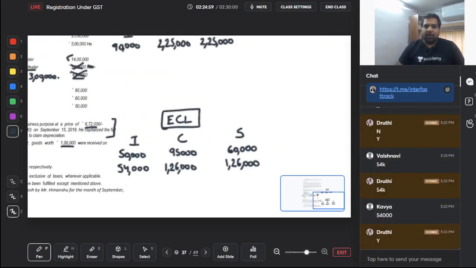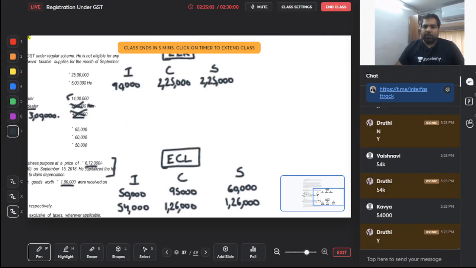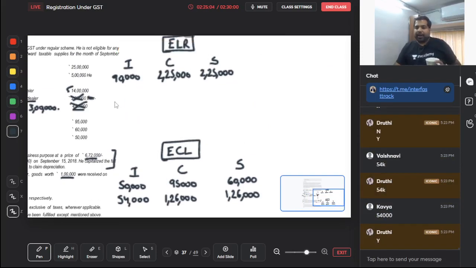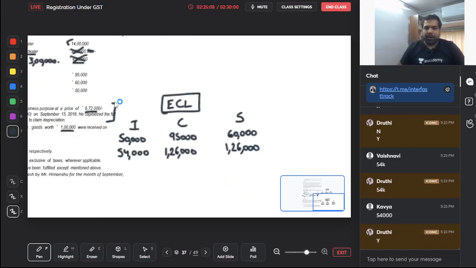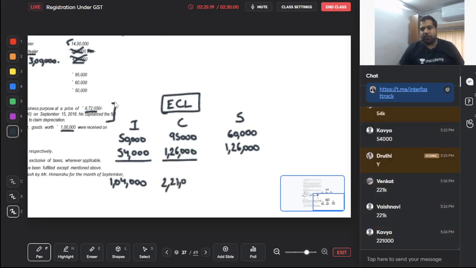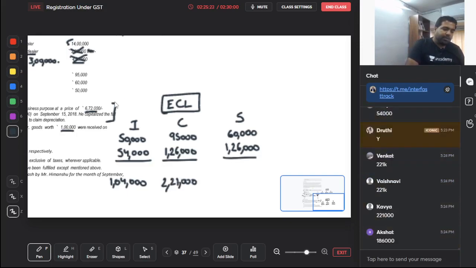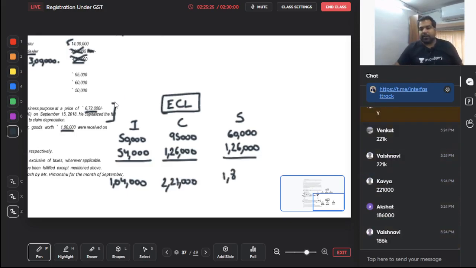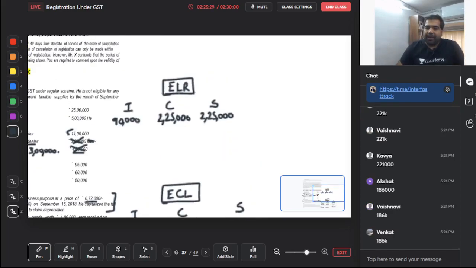Yes. Now guys, it's your time to pay your bills using the credit ledger. Let's pay our bills. First, total it up, guys. This is 1,04,000. This is 95,000 plus 1,26,000, that is 2,21,000. And this is 1,26,000 plus 60,000, that is 1,86,000. Now guys, I will tell you the rule for how to pay your liabilities.